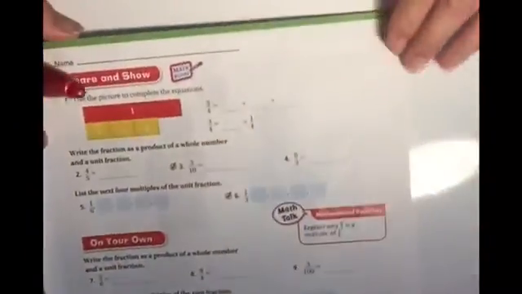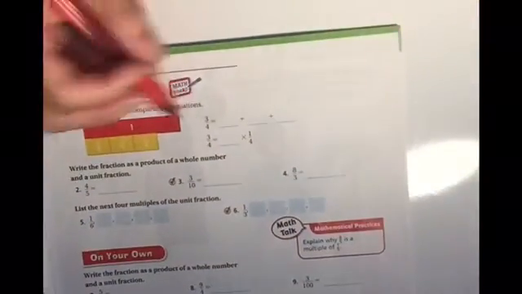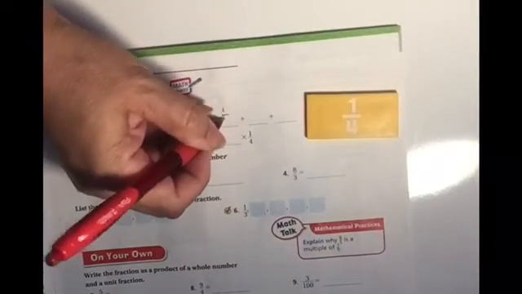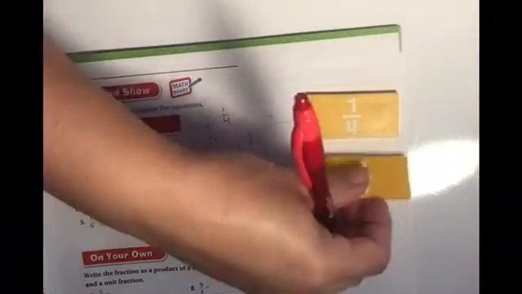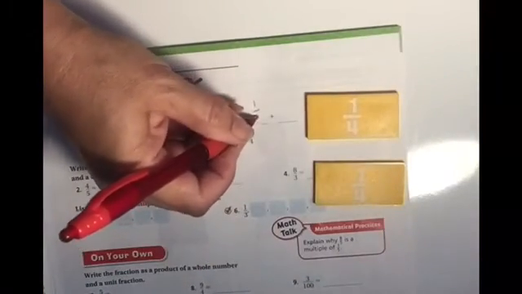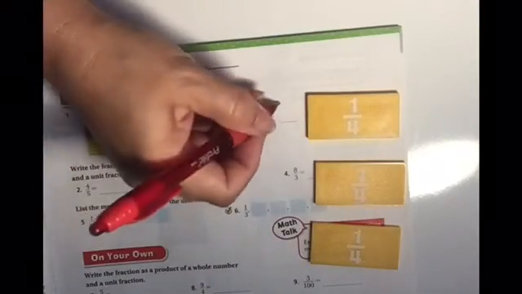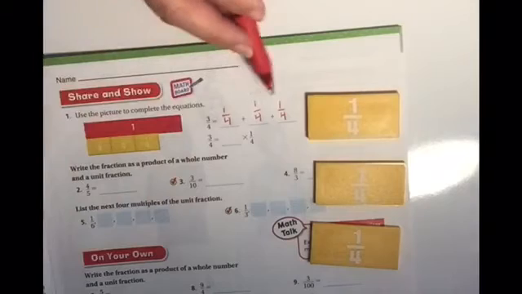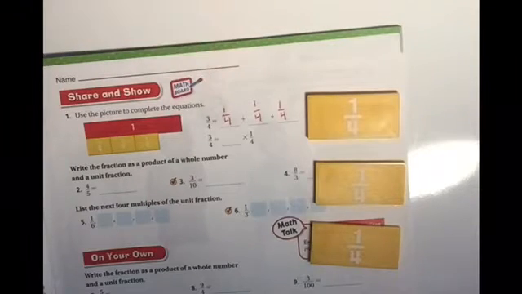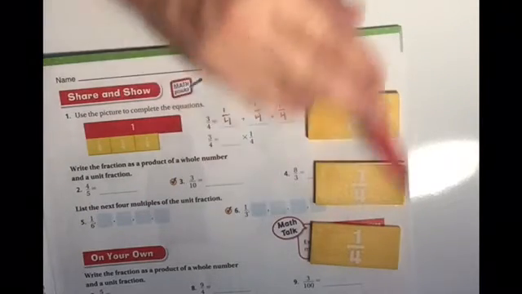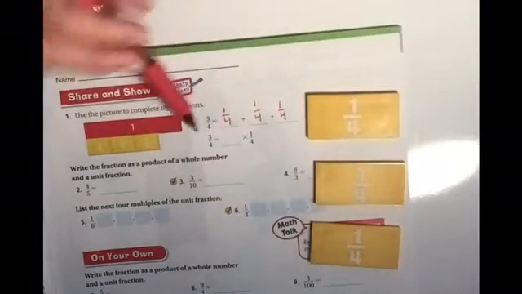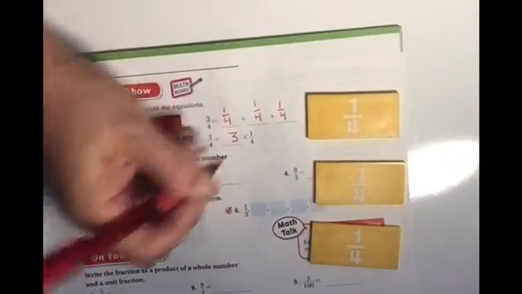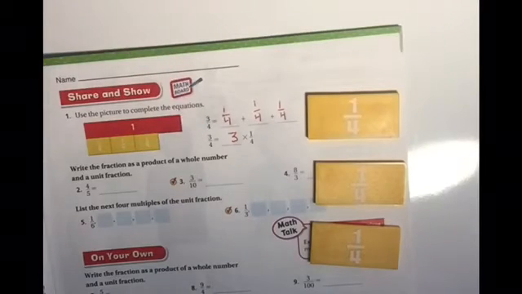So I could write this in 2 different ways. I could write this like this. 3/4 equals, once again, 1/4 plus 1/4 plus 1/4 equals 3/4. Or I could just say I have 3 1/4s, so 3 times 1/4 equals 3/4.